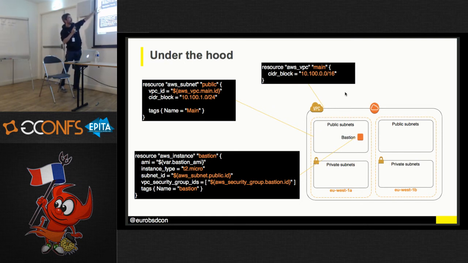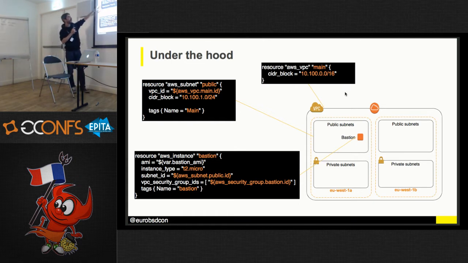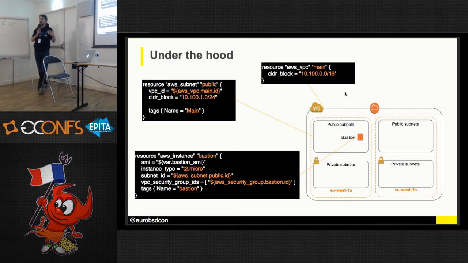This snippet here is creating a public subnet. What's interesting is this resource is a subnet, and I call it public. What's important here is I can give it a reference to another object that I've created before. This VPC ID is pointing to the VPC that I've created before. So I can dynamically get the ID of the object that was created, and Terraform is going to build a whole dependency graph, so all the resources are created in order.